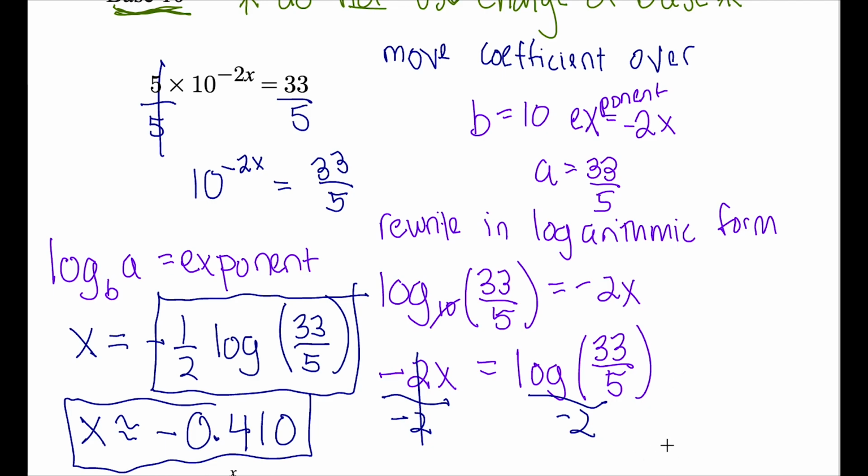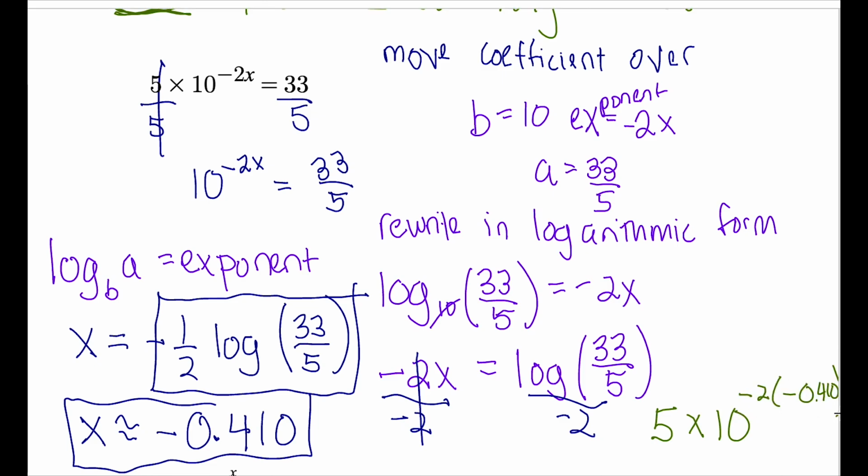Now, if you want to check your answer, you can plug this back into your equation for x. So you would be plugging this into your calculator. 5 times 10 to the negative 2 times negative 0.410. Because we rounded, it might be a little bit different than 33, but it should be close. And that's how you'll know you have your correct answer.